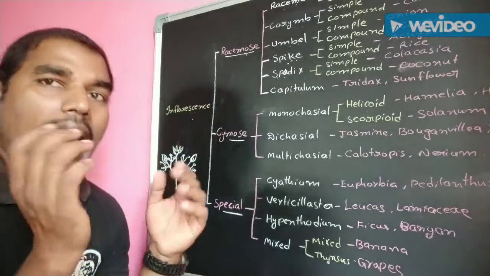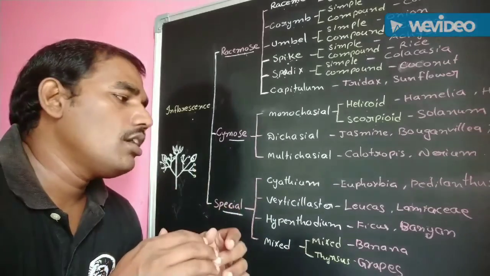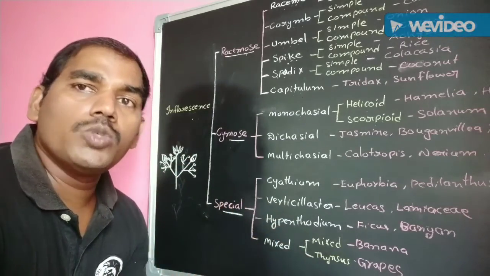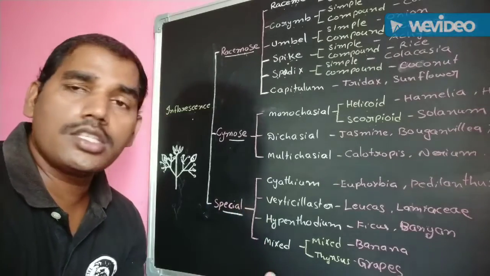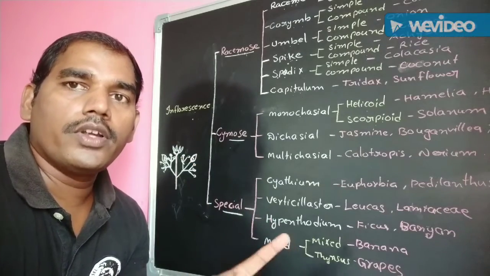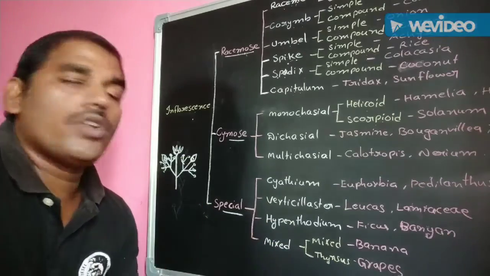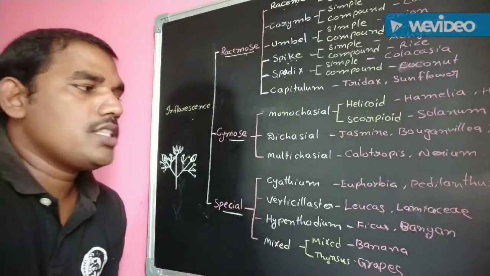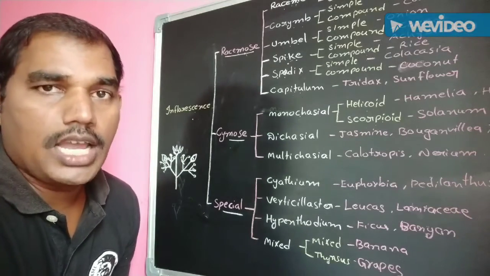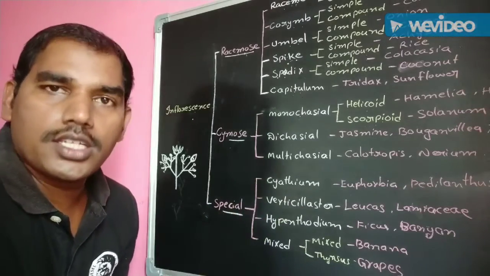Okay. The next one, verticillaster. This means two axillary buds, floral buds. Axillary floral buds metamorphose into a racemose and also cymose type of inflorescence, forming a whorl around the nodal region. The inflorescence forms around the nodal region. This type of inflorescence is known as verticillaster inflorescence. Example, Leucas aspera and also Lamiaceae family members. Lamiaceae family members and also Leucas aspera consist of this type of verticillaster inflorescence.